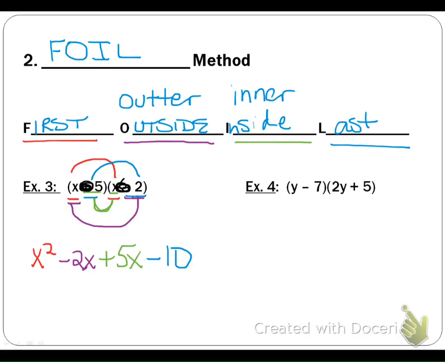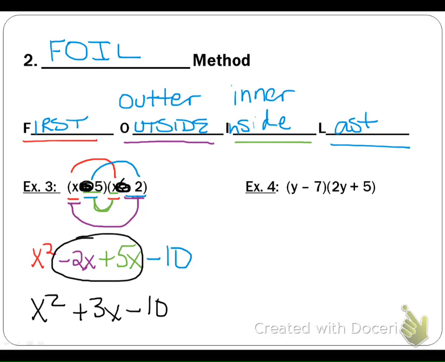If you notice in our expression for an answer we have some like terms. And whenever we have like terms, we do need to combine them. There'll always be the outer and the inner that you'll have like terms to combine. So our final answer will be x squared, and you need to combine the negative 2x and the positive 5x. So that's positive 3x minus 10.